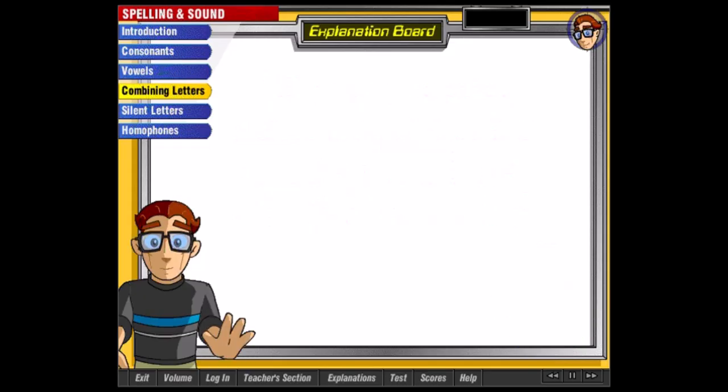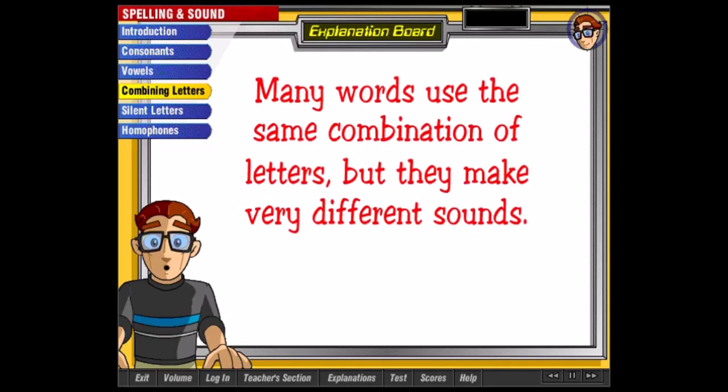But unfortunately, English isn't always consistent in the way these letter combinations sound. In fact, one of the difficult things about English spelling is that many words use the same combinations of letters but make very different sounds.